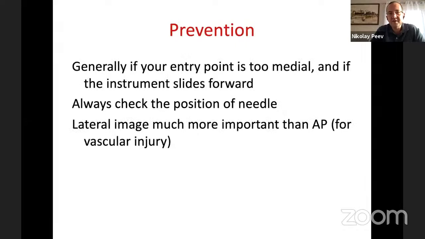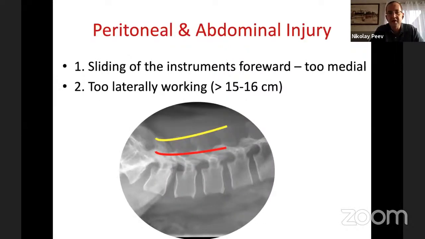What is the prevention of vascular injury? Generally, if your entry point is too medial, there is a chance for your instruments to slide forward and cause vascular injury. That's why you always have to check the position of your needle on lateral and AP images, as I have demonstrated before. You have to consider these two lines. If you're below that red line, you have a very high chance that your trajectory is not right, and you have to correct it.